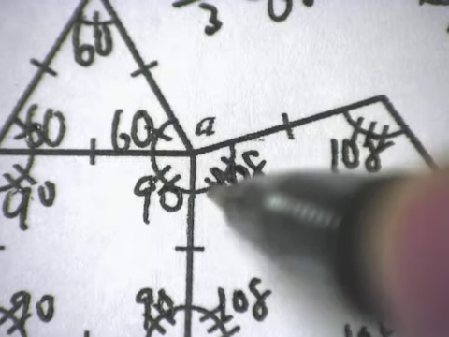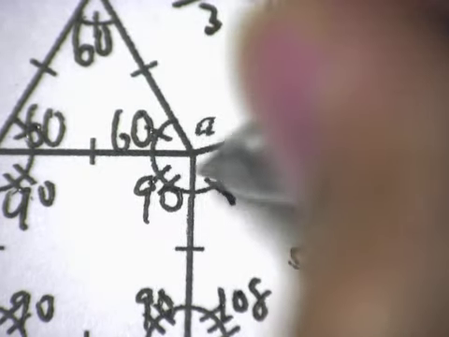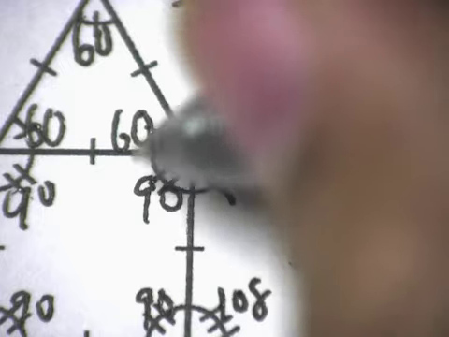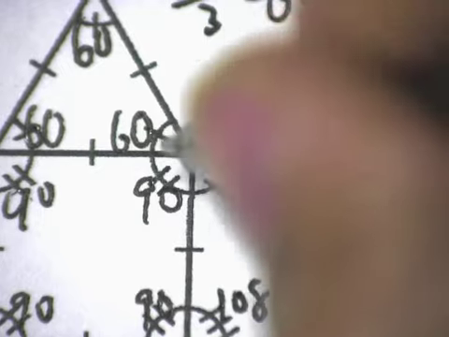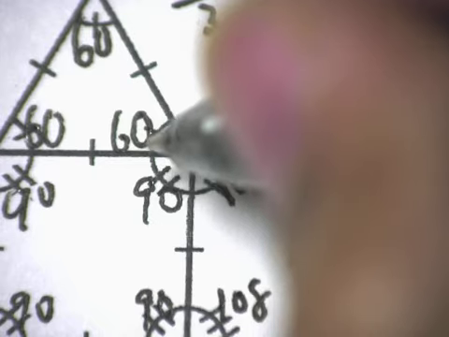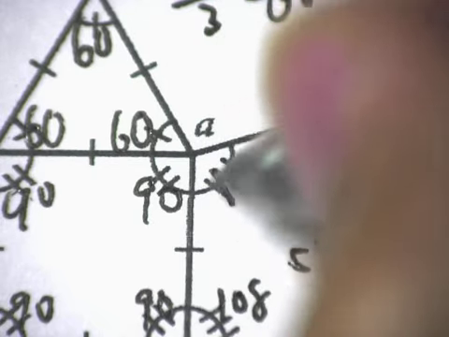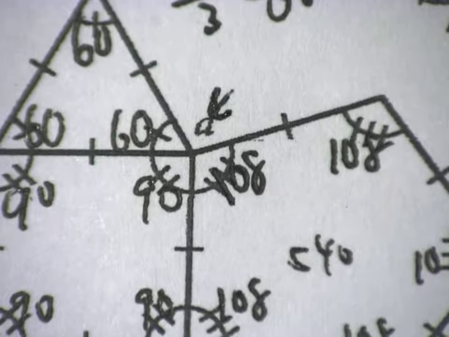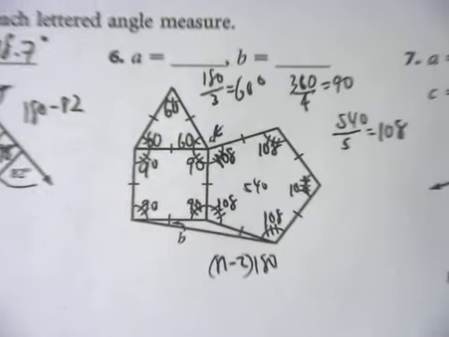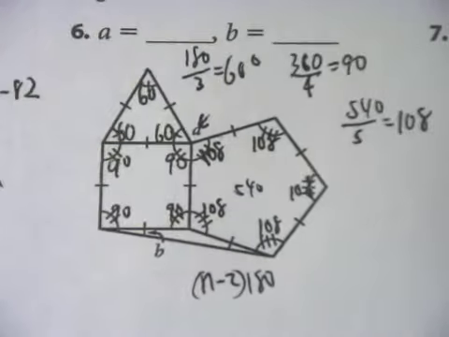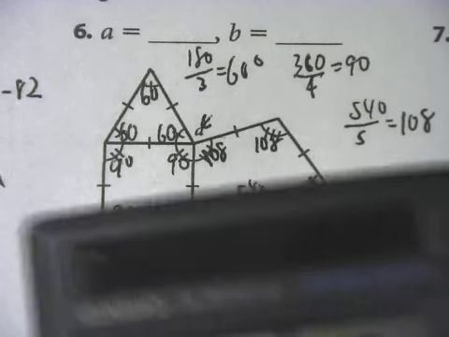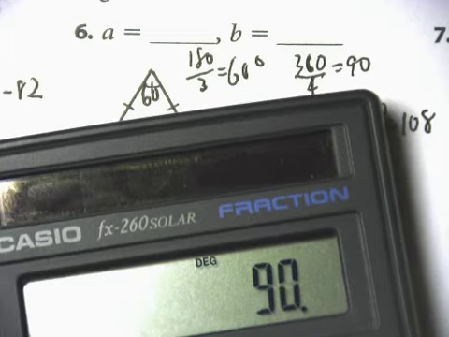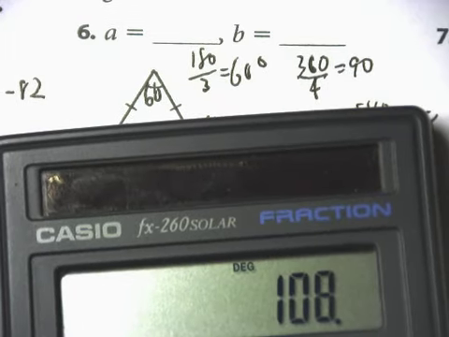Now the easiest one to find is probably going to be A. If you notice here, I have a little bit of a circle going on here. From here to here is 60, 90, 108. And we should all know, how many degrees are in a circle? Yes, there are 360 degrees in a circle. So if I add 60 and 90 and 108 and subtract it from 360, I should get A. So let's do that. Let's add those up together.